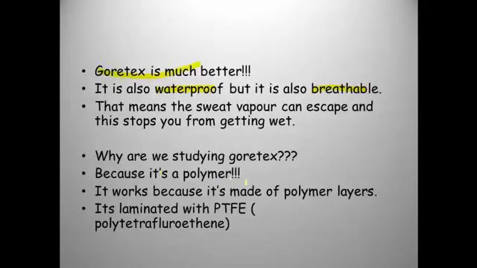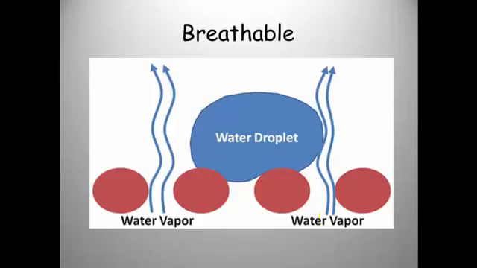Why are we studying Gore-Tex? Because it's a polymer. It works by layers of polymer layers built on top of each other, and the technical name for that is PTFE. I don't think you really need to know that, but it's poly, which means it's a polymer, tetra, which means 4, fluoro, which means it must contain fluorine, and ethene. Okay, so this is how it makes it waterproof. So the rain droplets can't get through, but the sweat vapor can escape.